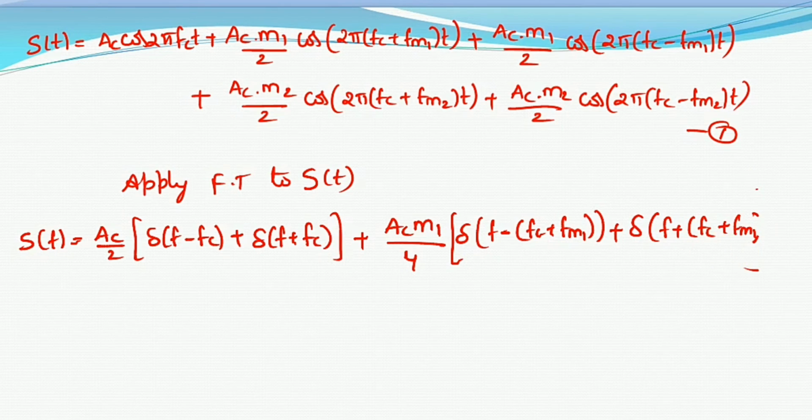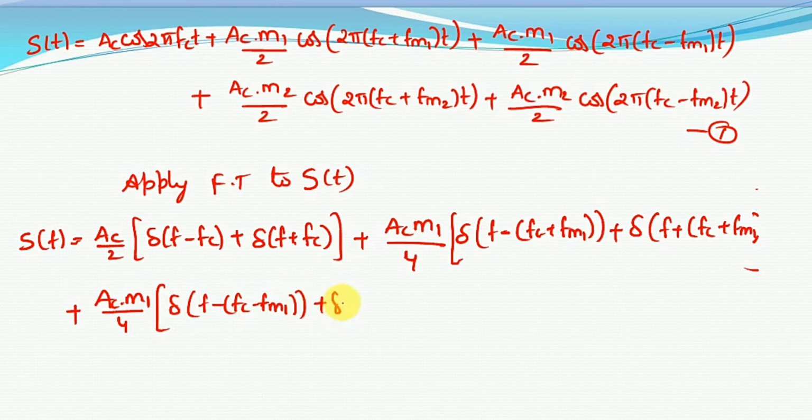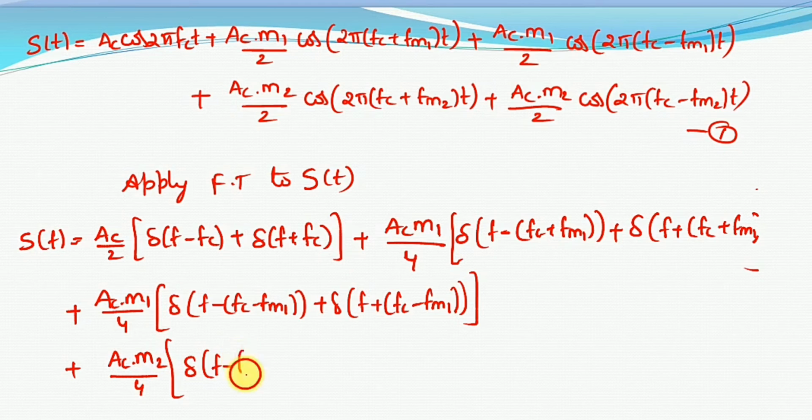Okay, and the next expression is plus AC into m1 by 4 into del of f minus fc minus fm1 plus del of f plus fc minus fm1. And for this, the Fourier transform value will be AC into m2 by 4 into del of f minus of fc plus fm2 plus del of f plus fc plus fm2.